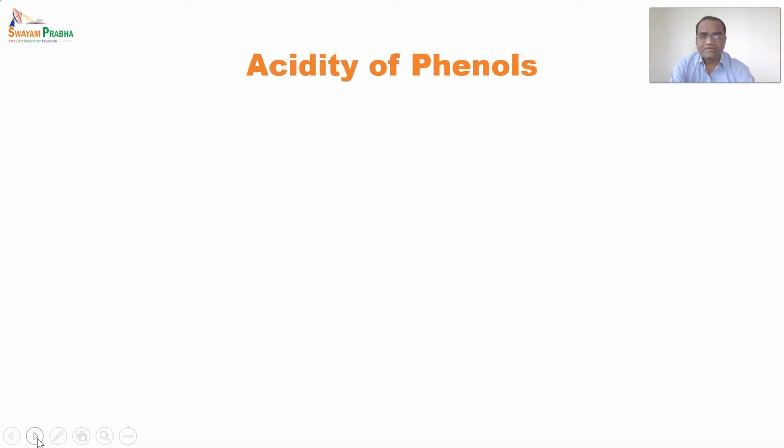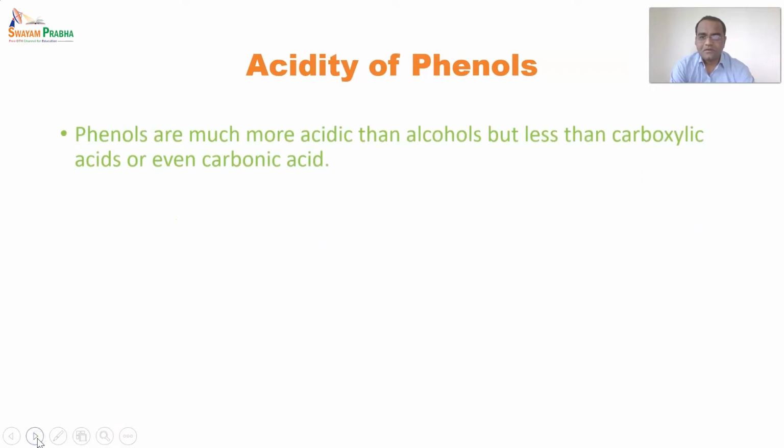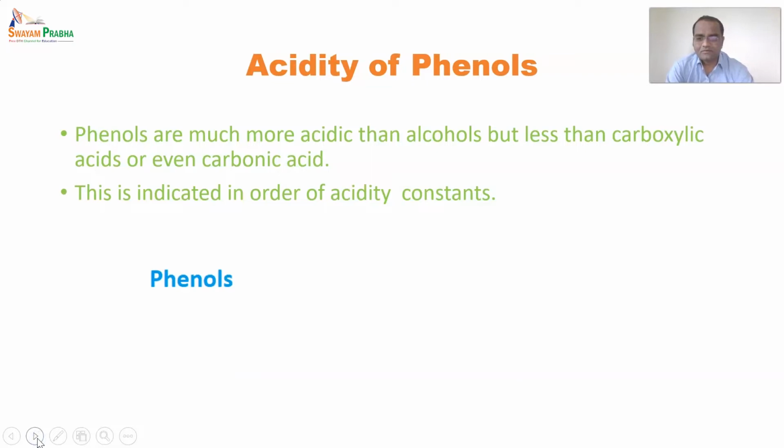Now we'll come to the point acidity of phenols. Phenols are much more acidic than alcohols, but less than carboxylic acid or even carbonic acids. So how can we define acidity? It can be defined by an acidity constant, that is Ka. Now we'll see the acidity of phenols.